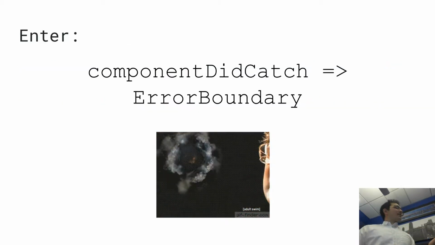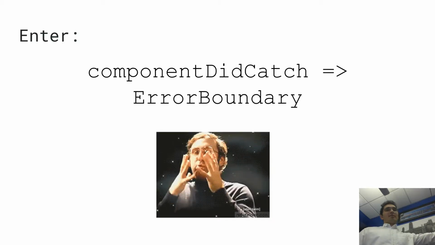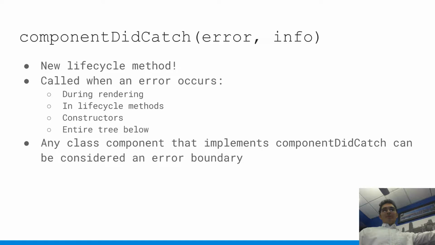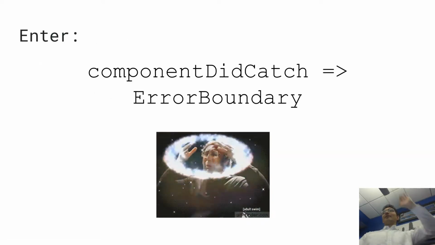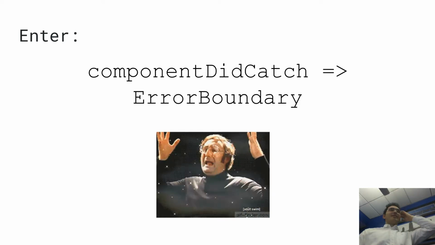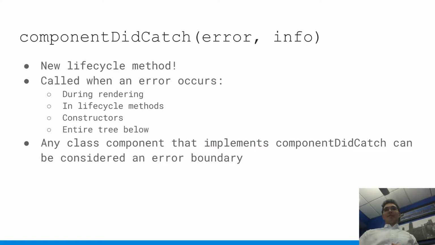So enter this new API, componentDidCatch, which allows you to create an error boundary. Pretty cool stuff. That's the only GIF in the slides because I'm not cool enough. I tried. We have a GIF aficionado here at Benzinga, and I didn't get consulting time with him, so I apologize for the lack of GIFs.